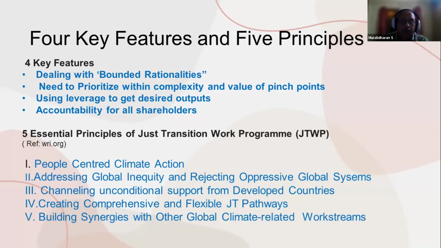And creating comprehensive and flexible JT pathways, meaning just transition pathways, is that we are not just taking a road straight. There may be ups and downs, there may be diversions here and there. Ultimately, we will have to see to it that we are navigating in a position to reach the destination of climate justice. So it is not that everything is straight and everybody obeys and everybody accepts this. And that is the real challenge of bringing in a just transition anywhere.